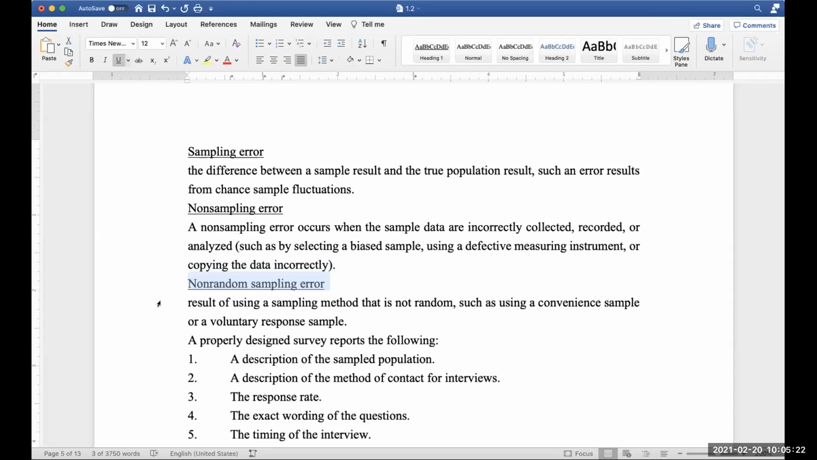Okay, so non-random sampling error is the result of a sample method that is not random, such as a convenience sample or a voluntary response sample. So you could have some error, and the error is because you're not collecting a random sample.